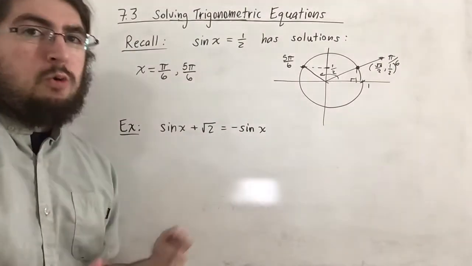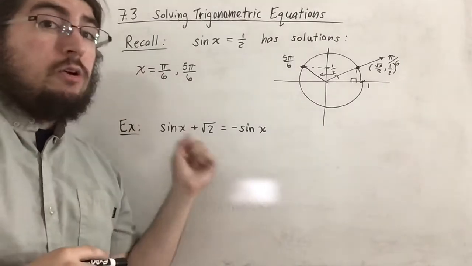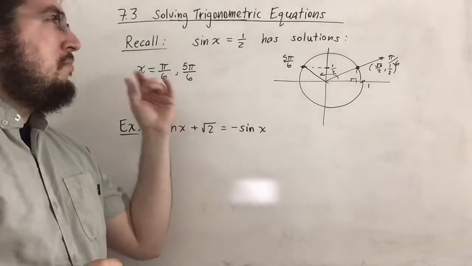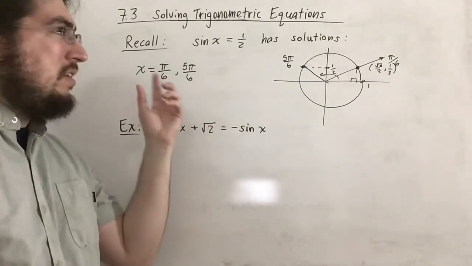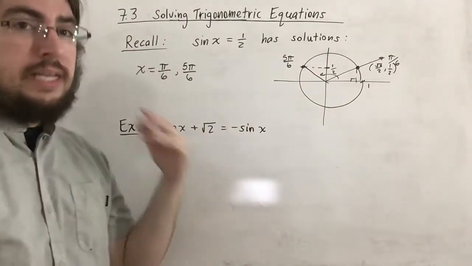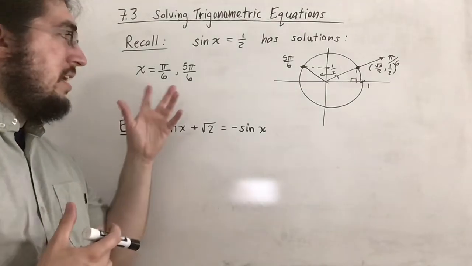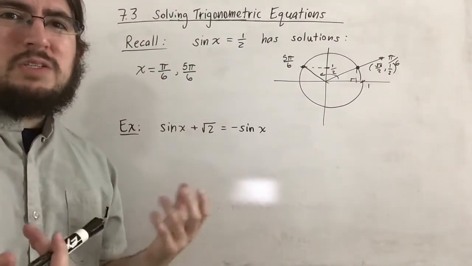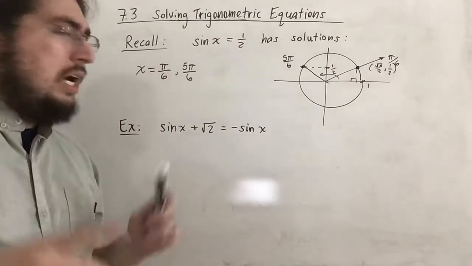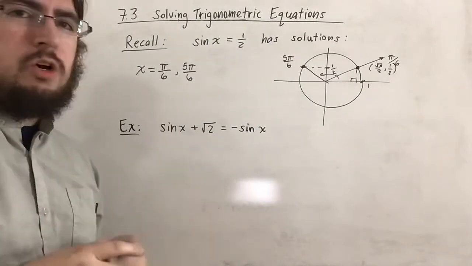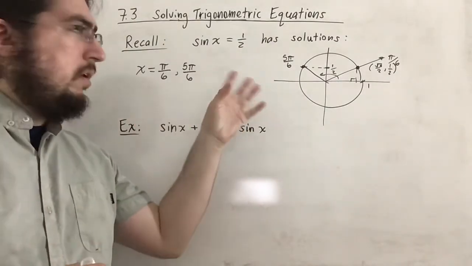Now, are these the only two solutions? No, they're not. They are the only two solutions in one rotation, but it didn't give us that restriction. If it gave us the interval 0 to 2 pi, then yes, these would be the only two. But since it does not give us that restriction, we have to list out all of them, and since there's infinitely many of them, there's only so many ways we can do that. But before I show you how to do that algebraically, I want to show you a graphical approach, so I'm going to erase this.